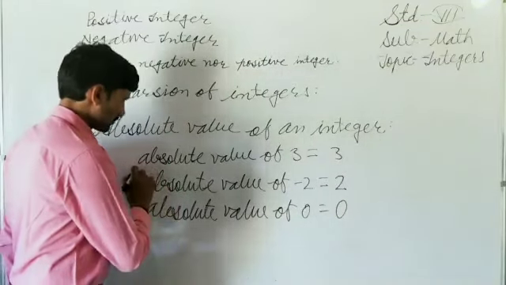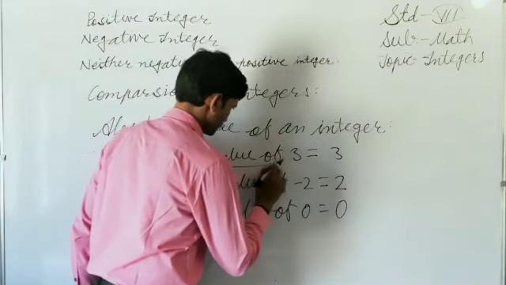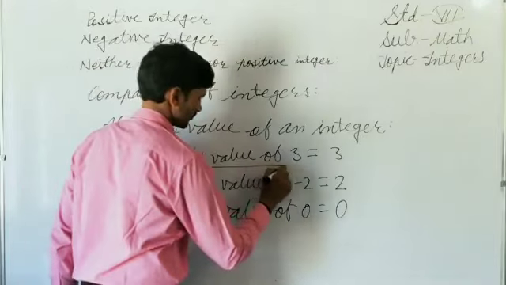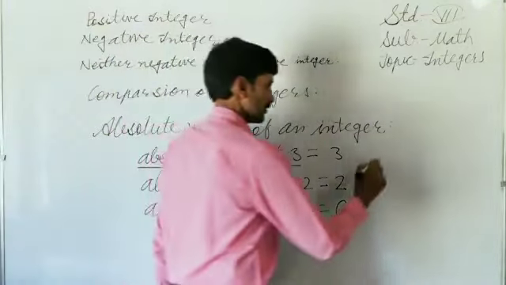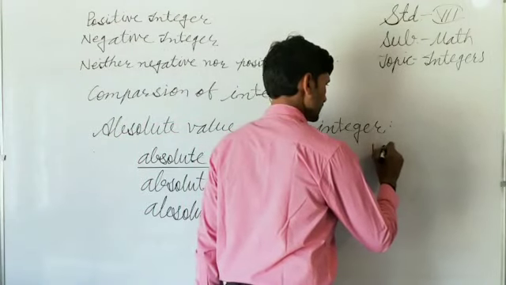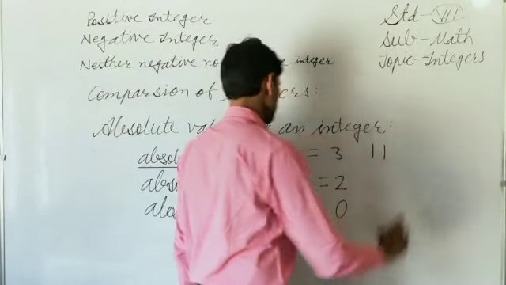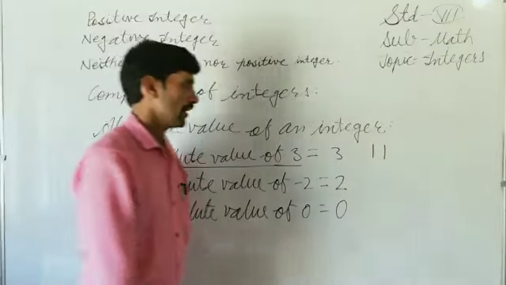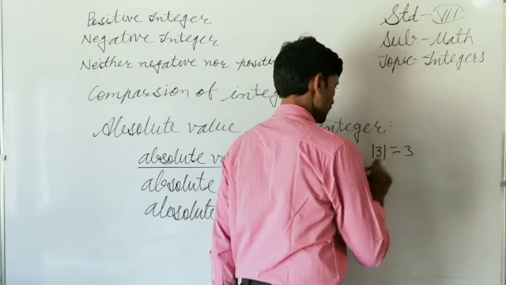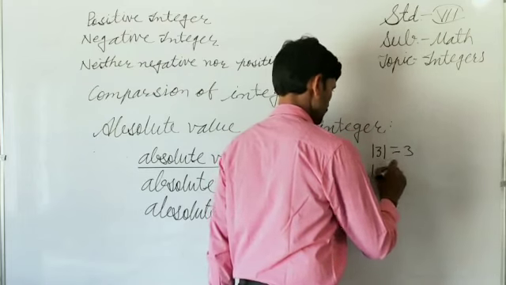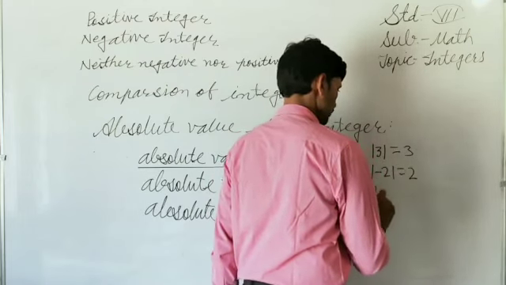So for this statement, absolute value of 3, we use a symbol: drawing two vertical line segments. This is the sign of absolute value, and we write 3 here. So the absolute value of 3 is 3. The absolute value of minus 2 is 2. The absolute value of 0 is 0.